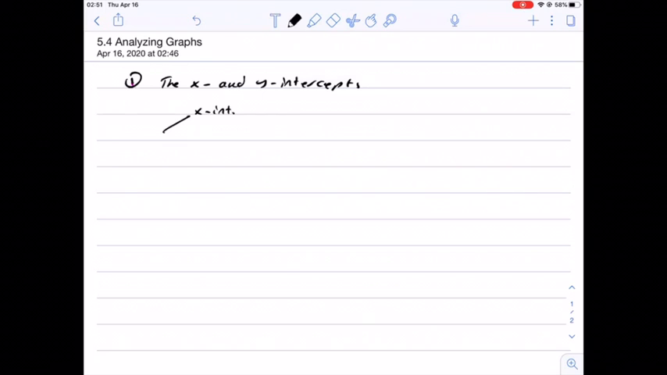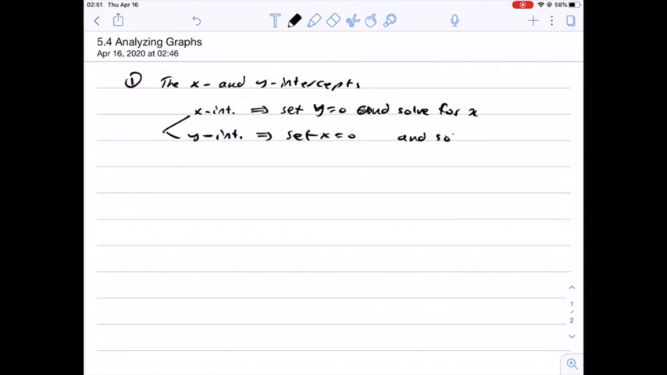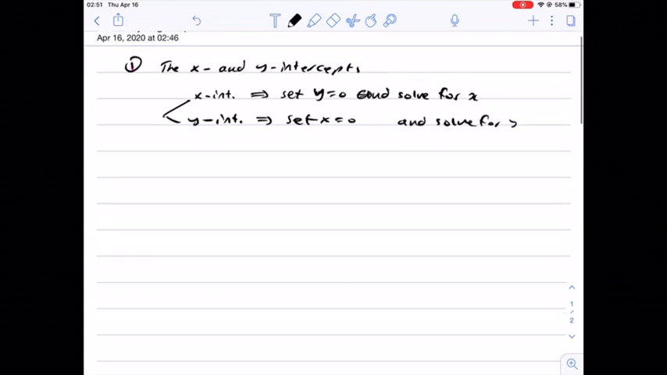What do we mean by x-intercept? The x-intercept is where the graph intersects the x-axis. In order to find that point, we need to set y equal to 0 and then solve for x. If we want to find the y-intercept, then set x equal to 0 and solve for y.